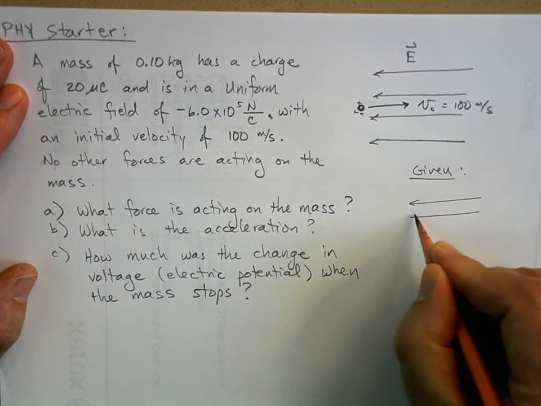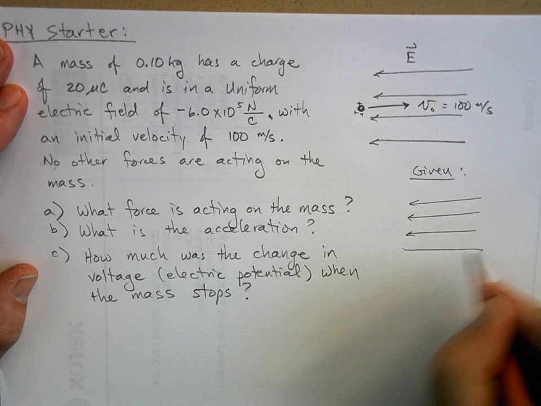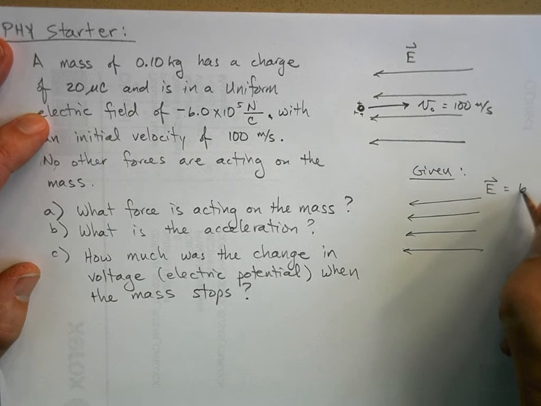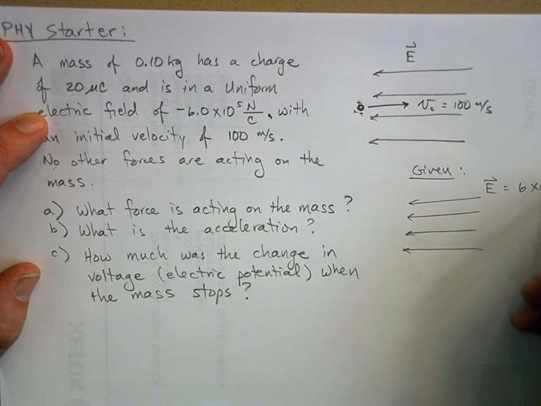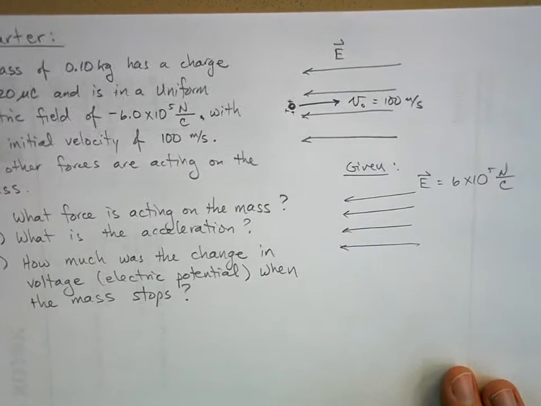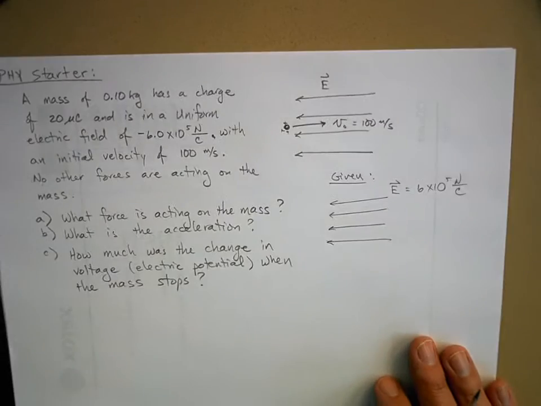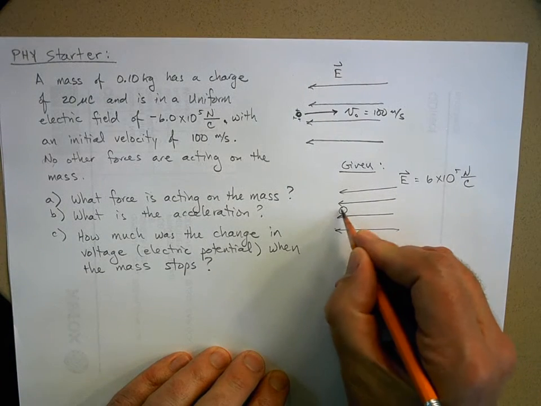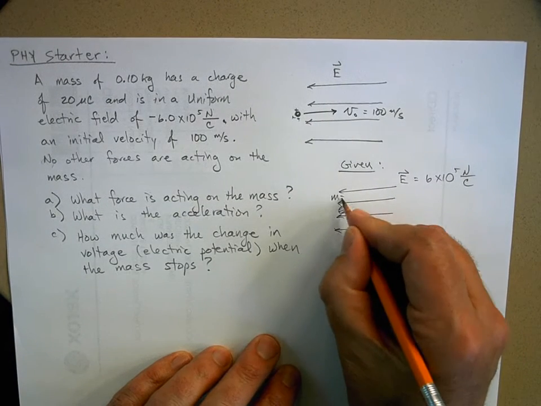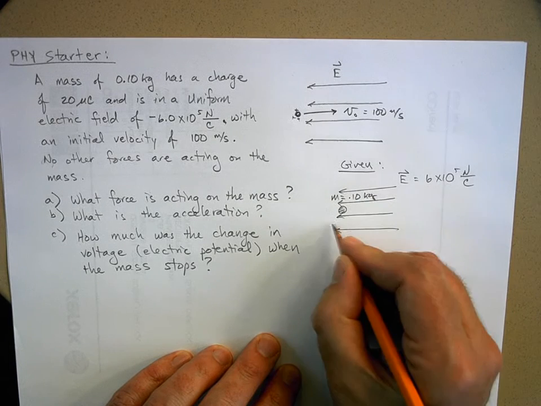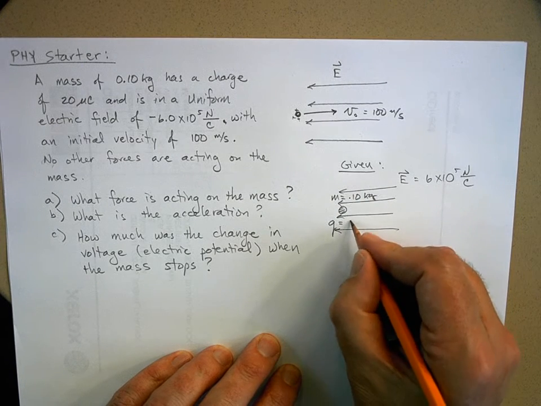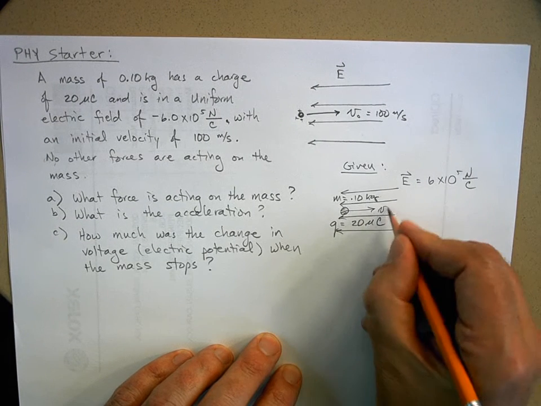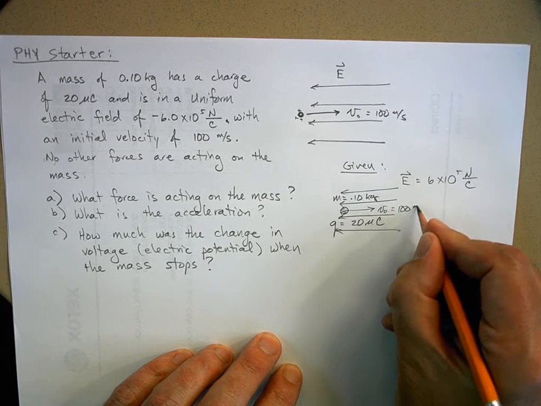Okay, I'm going to redraw the picture, as I always do. So this is E is equal to 6 times 10 to the 5 newtons per coulomb to the left. Okay, that's to the left. Now, the object is right here. We know what the mass is, 0.10 kilograms. We know what the charge is. It's 20 microcoulombs. And we know what the initial velocity is. It's 100 meters per second to the right.